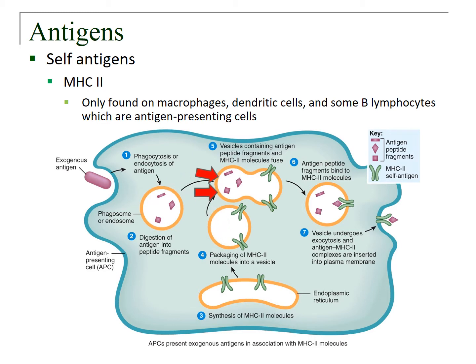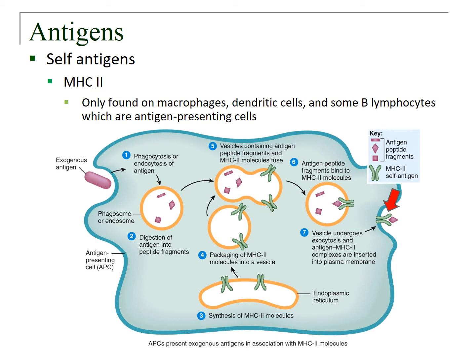They get combined into vesicles where they fuse. These vesicles then get migrated to the cell surface. So what these types of cells do, they're not displaying the work that they're doing. They're displaying what it is that they found.